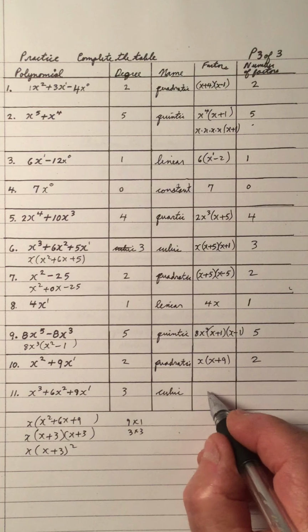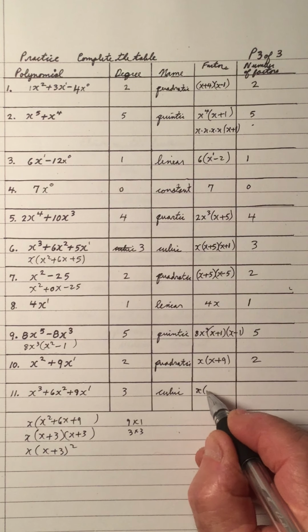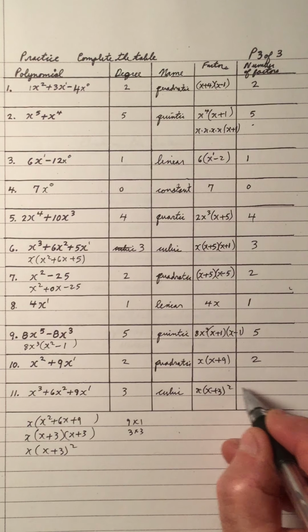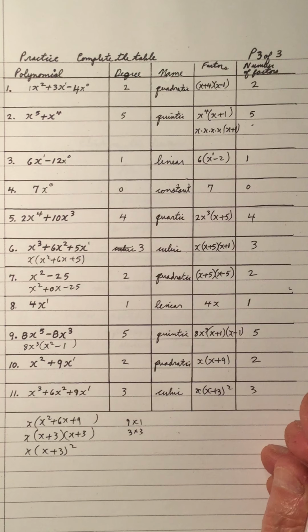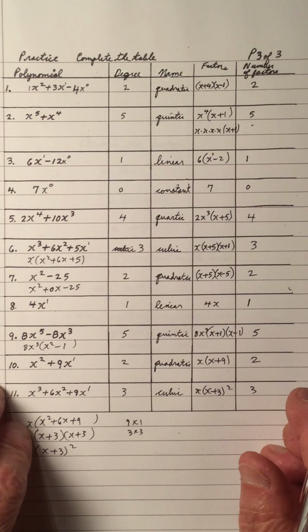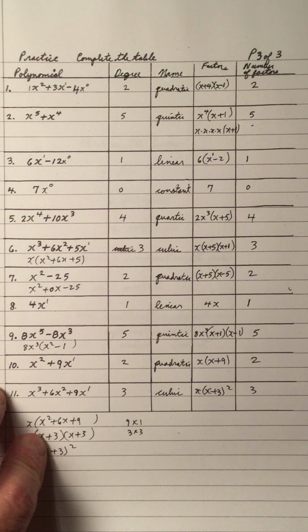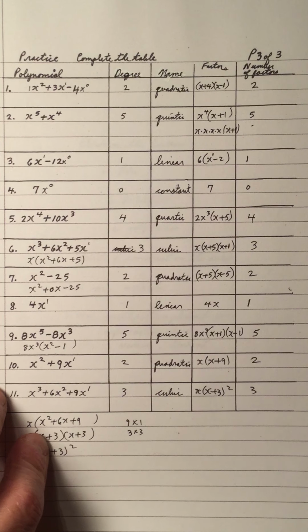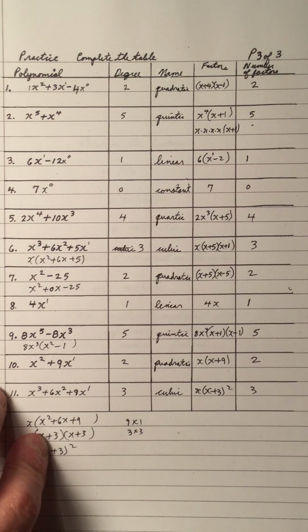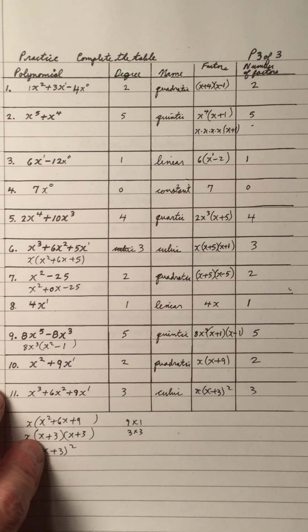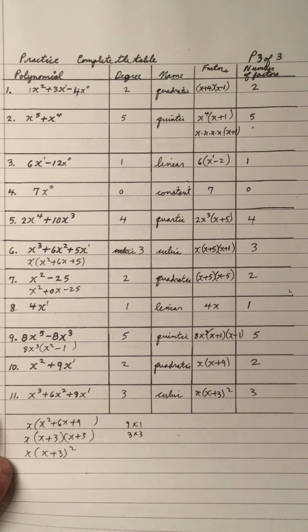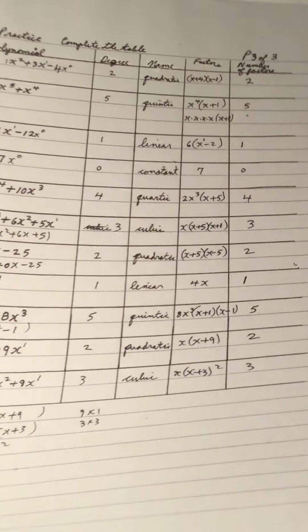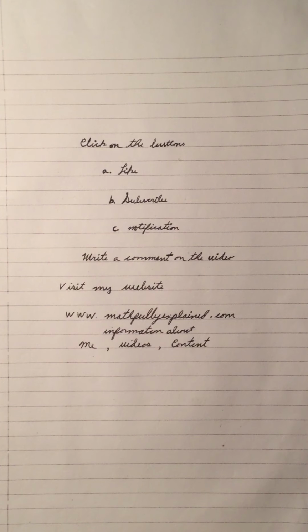So you have three factors. And the final factorization is this. And you have three factors. So that's relating the number of factors to the degree. And that's important because when you do the math in the other units up in grade 11 and 12 in calculus, it's important to know that the degree of a polynomial is related to the number of factors.